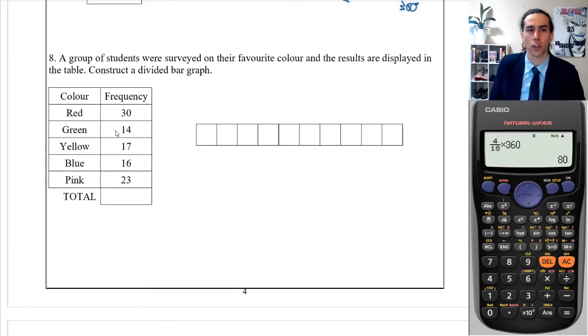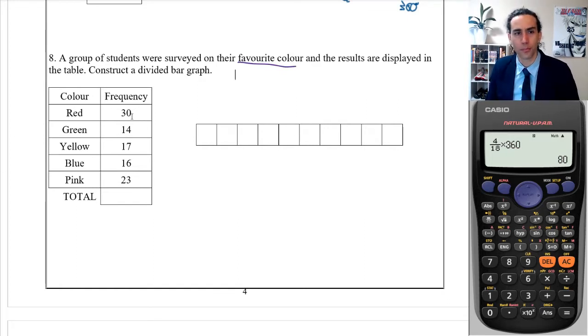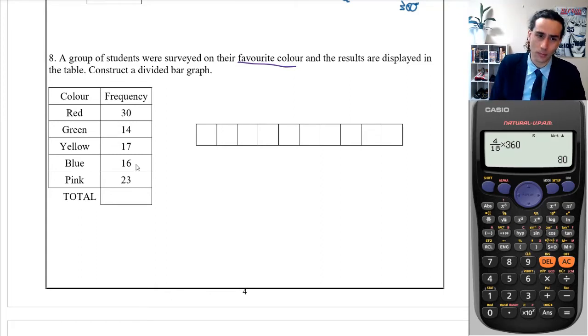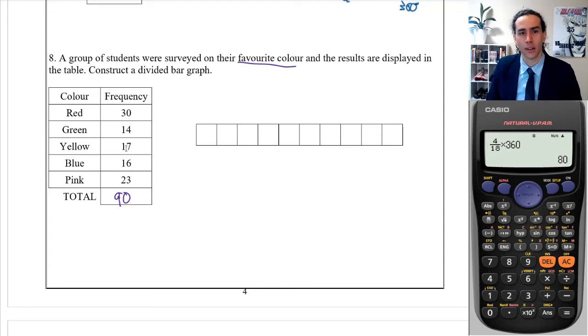Last one, last graph, bar graph. Group of students' favorite color. The results, divided bar graph. So we just need to work out the total. So 30 plus 14, 44, plus 17, 51, plus 16, 67, plus 23, 90. And you can check that in a calculator. But I know, that's 30, then those two 31, those two 29, so it's like 3 30s. Good. So there's a total of 90.